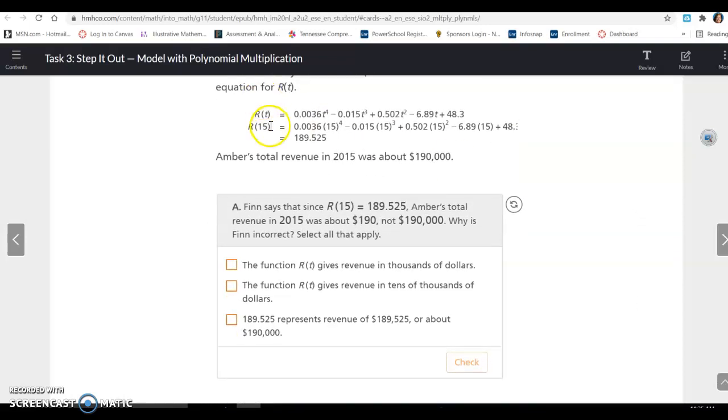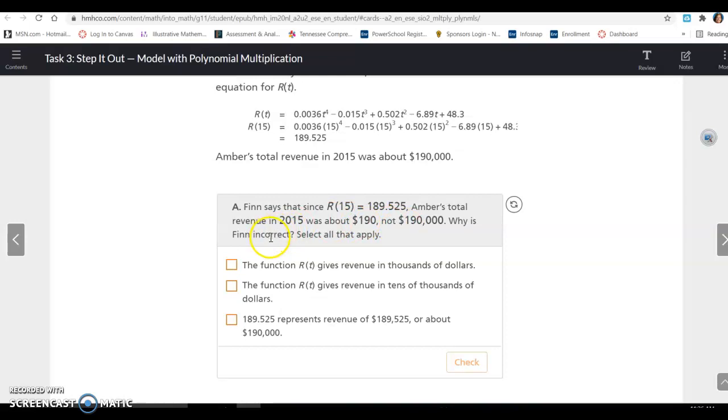And then it says that once they substitute 15 in and simplify, they get 189.525. So Amber's total revenue in 2015 was about $190,000. All right, so all they did was put this in thousands of dollars because that's what the directions said. It was in thousands of dollars, and they rounded it. So it says it was about $190,000, okay? Then says that since r of 15 is 189.525, Amber's total revenue in 2015 was about 190, not 190,000.